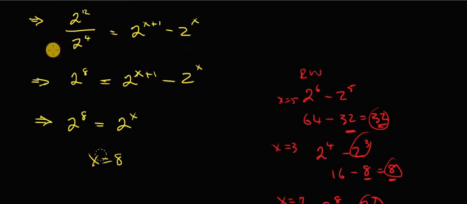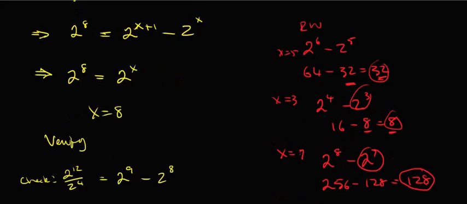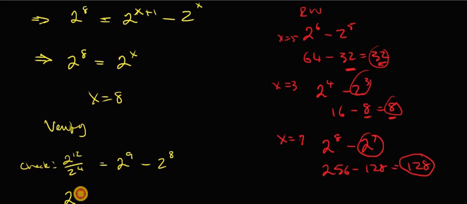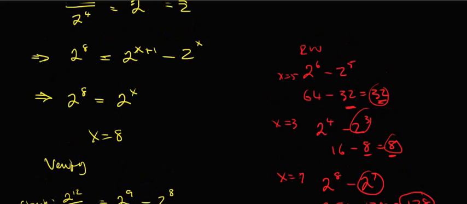It'd be nice to verify it now and just make sure that that actually does work out. So to verify, we're going to get 2 to the power of 12 over 2 to the power of 4. And we're going to check, is that equal to 2 to the power of 8 plus 1, which is 2 to the power of 9 minus 2 to the power of 8. And if you plug it into your calculator, you're going to get 2 to the power of 8 is equal to 2 to the power of 8. So it actually does verify. So that's the solution. Okay, I hope that helped.